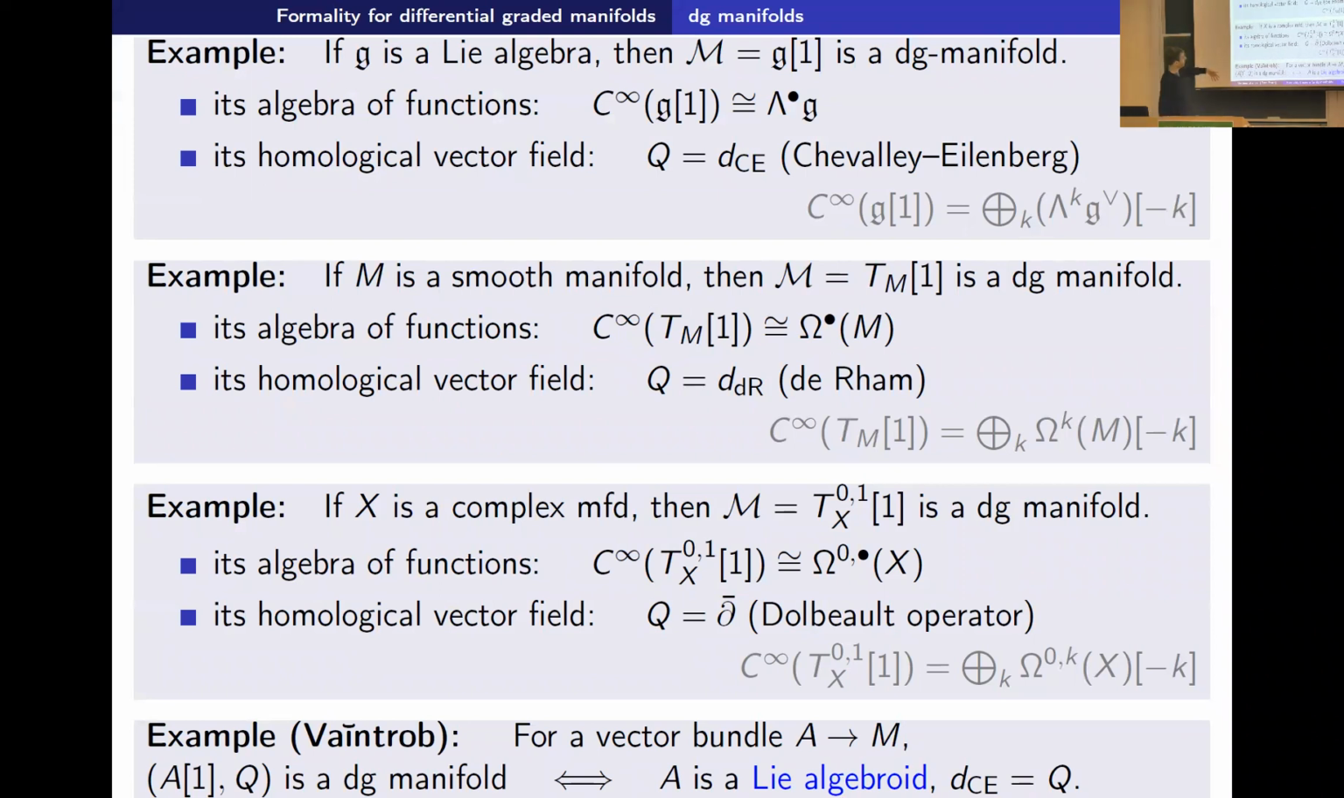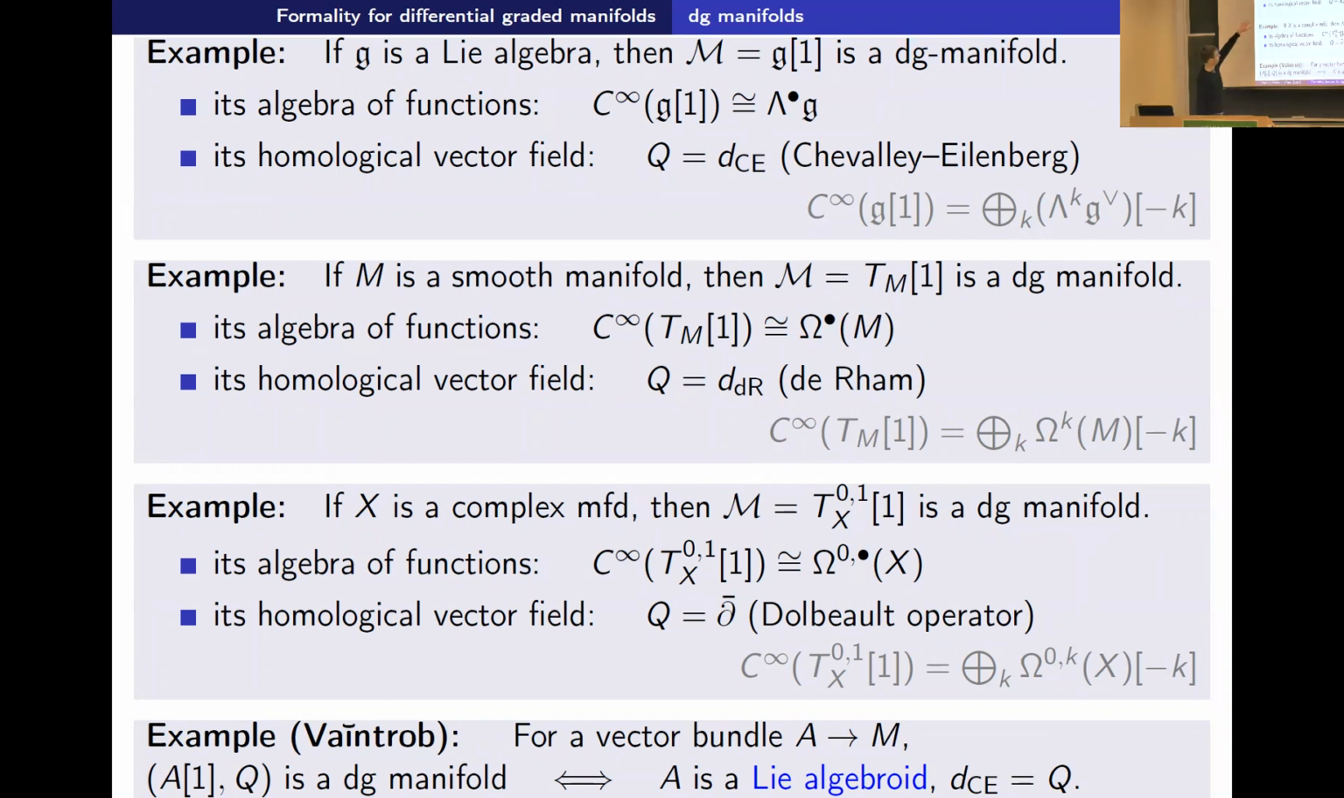And here are a bunch of examples of such DG manifolds. For instance, given any Lie algebra g, you can form what's called g shifted by one, and that's a DG manifold. What is the algebra of functions on g[1]? There's a mistake here: there's a wedge, but a little star, a little dual, is missing. So it's the exterior algebra of the dual of g. And the homological vector field in this case would be the Chevalley-Eilenberg differential.